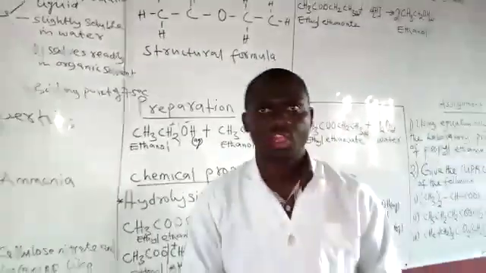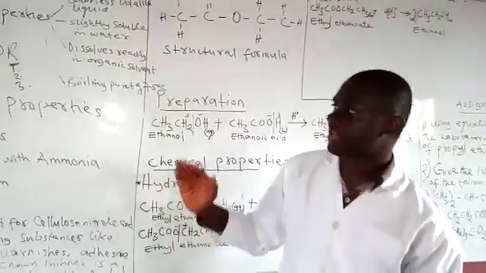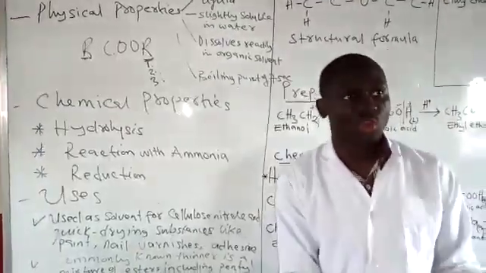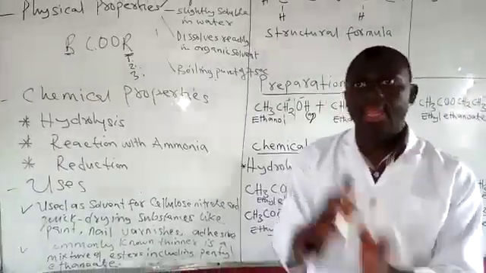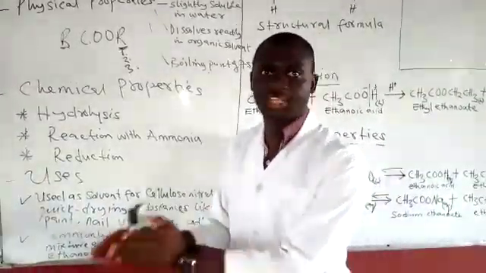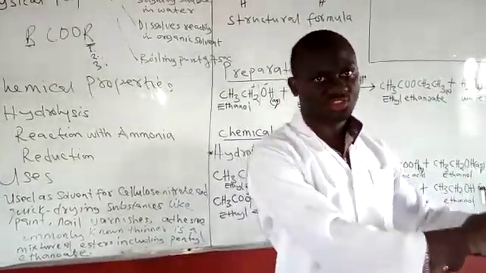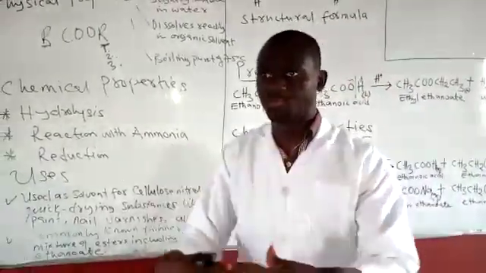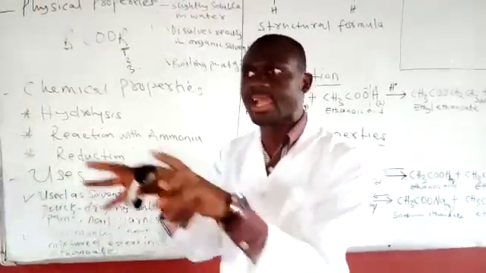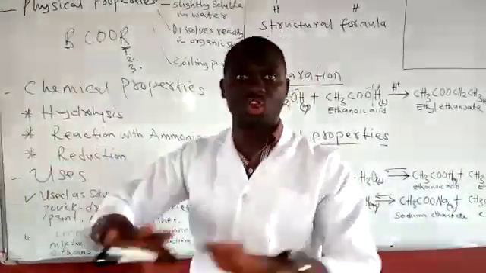Chemical properties. One of the chemical properties of ethyl ethanoate is hydrolysis. When we talk of the word hydrolysis, what does it mean? Hydro means water. Then lysis means breaking down, degradation. So the use of water to break down a substance is called hydrolysis. So the use of water to cleave, to break down ethyl ethanoate to form various products is called hydrolysis.